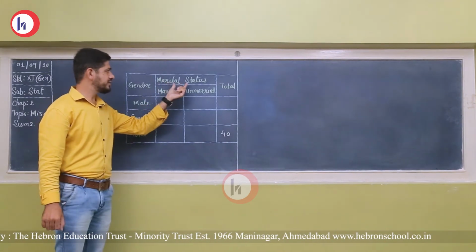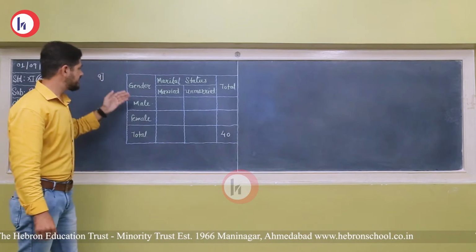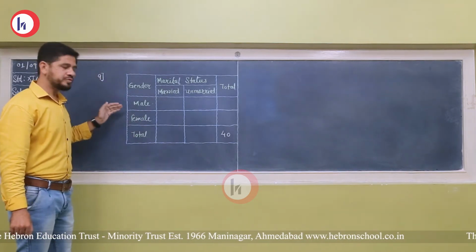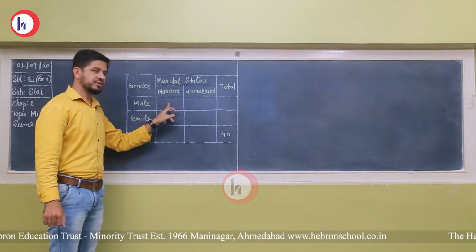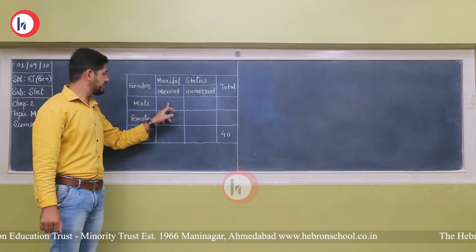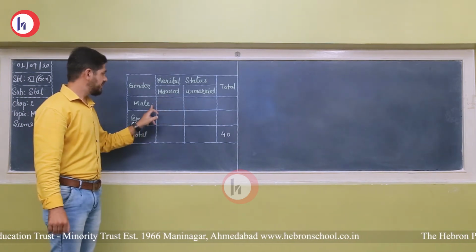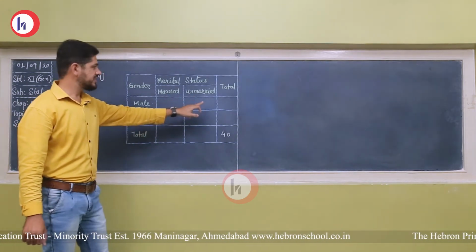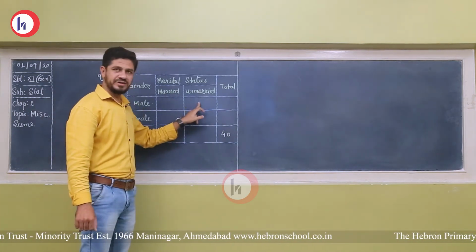So according to the marital status, we have two parts, married and unmarried, and as per the gender, we have two parts, male and females. So this block indicates the males that are married, and this block indicates the males who are unmarried, and the last one represents the total number of males, married plus unmarried.